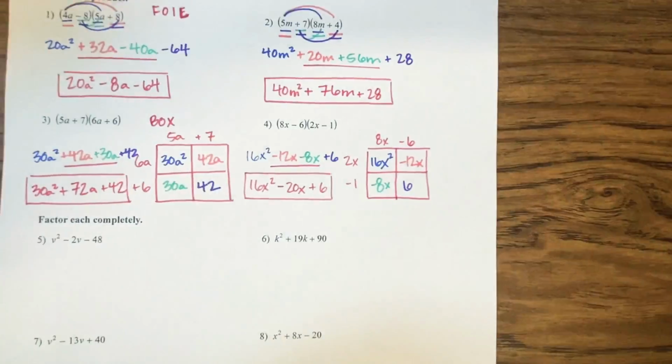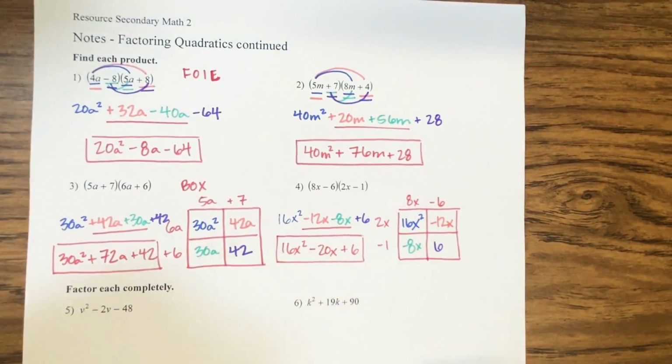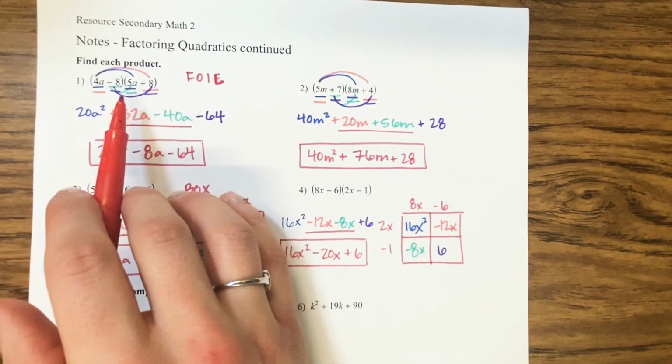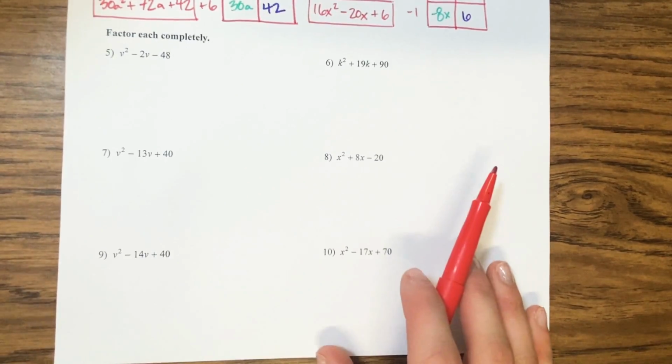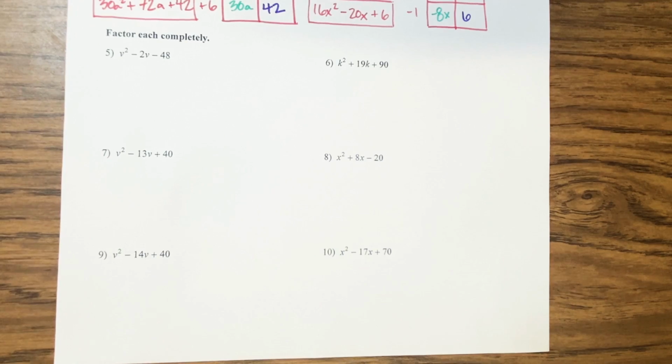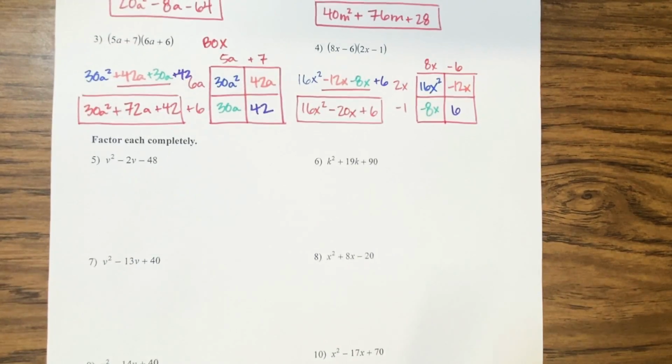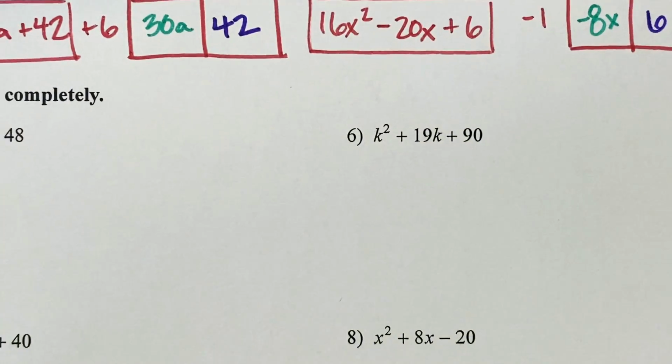Okay, so 1 through 4, that was us tying our shoe. That was us going from 2 binomials to a quadratic expression. 5 through 10, we're going to untie it. So we're going to go backwards. Okay, so let's look at number 5.